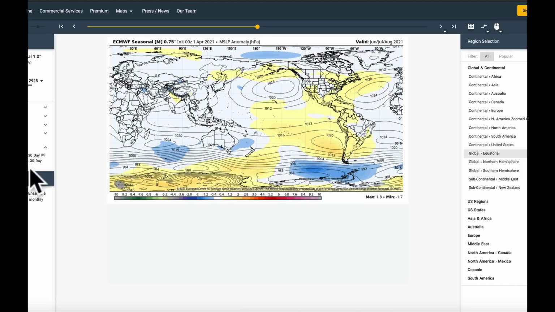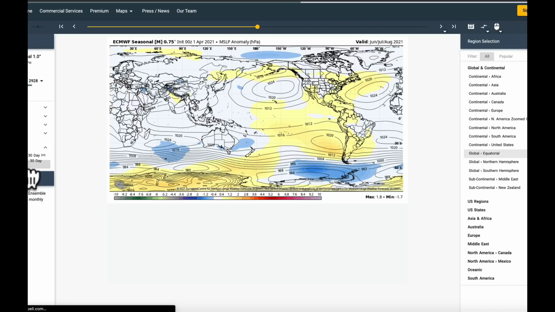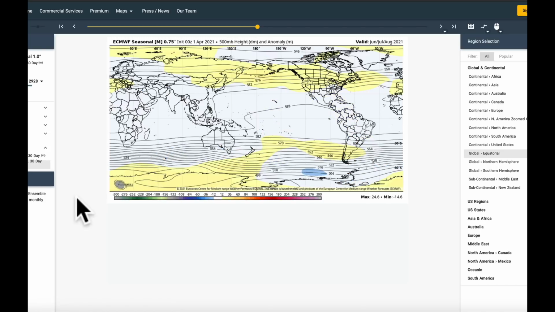And finally, what we'll finish with here with this longer term outlook is I'm going to show you the seasonal 500 millibar heights.